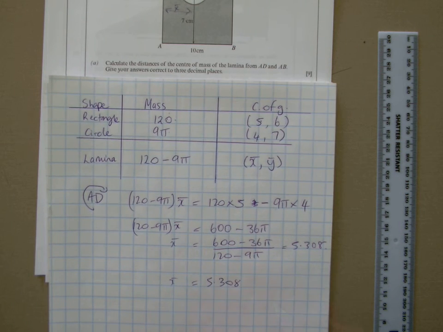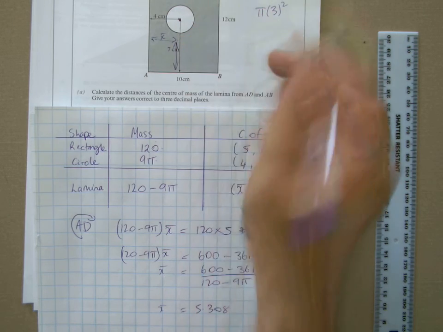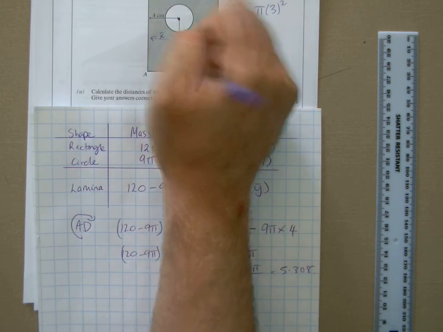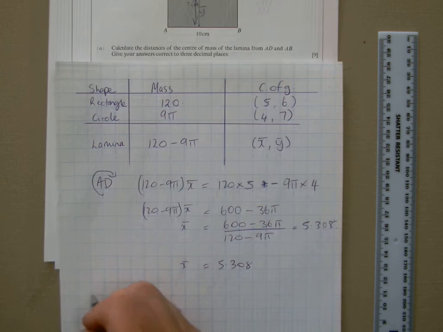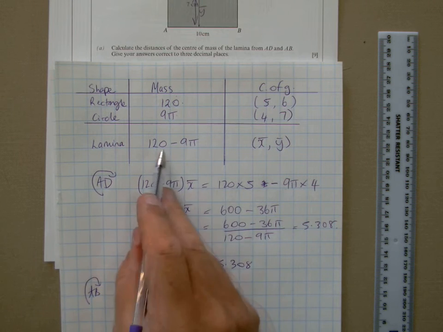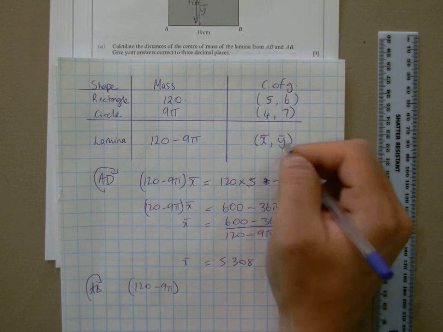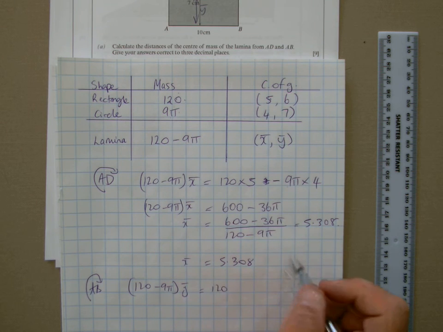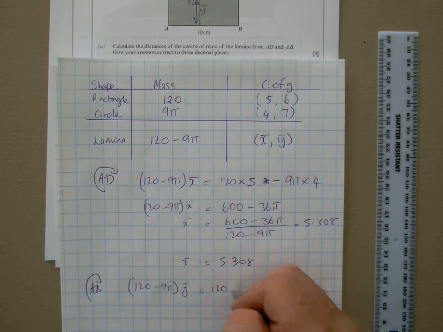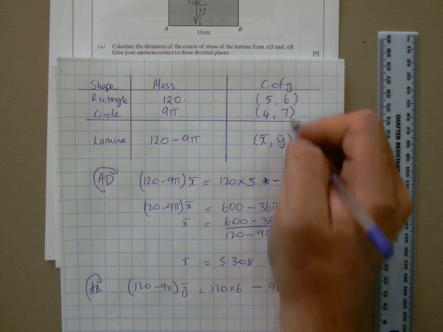Then to get the y bar, to see where it is in terms of the distance, you've got to take moments about AB. Well, the x-axis, so to speak. So moments about AB. Remember now the overall lamina, 120 take away 9 pi, times the height, which is y bar, equals the rectangle, which is 120, times the height, which is 6, and then take away the circle, which is 9 pi, the weight of the circle, take it away because it's been cut out, times the height, which is 7.